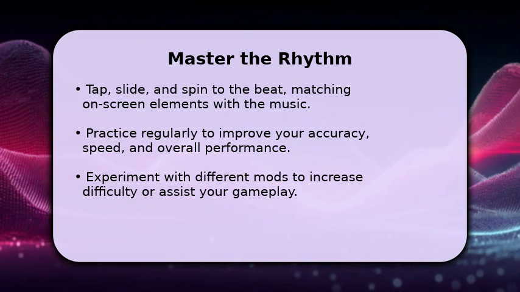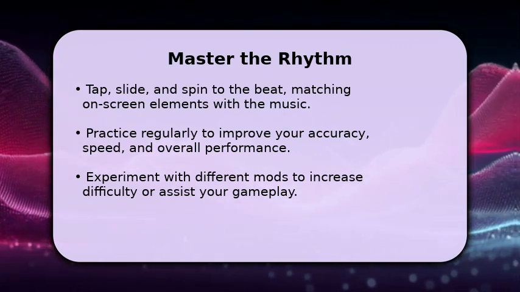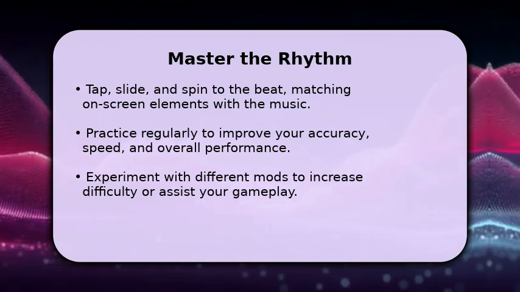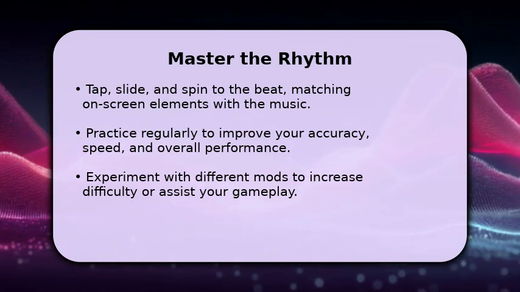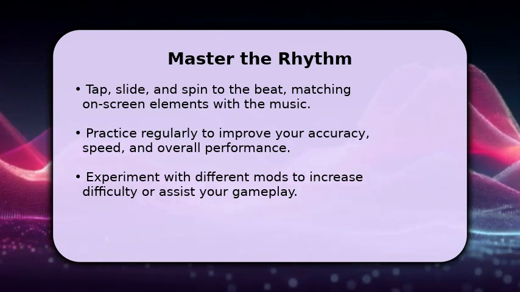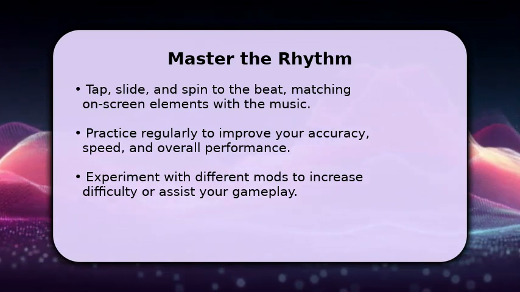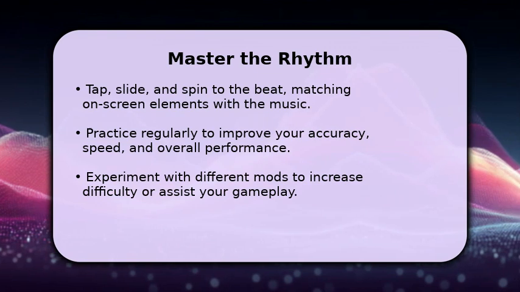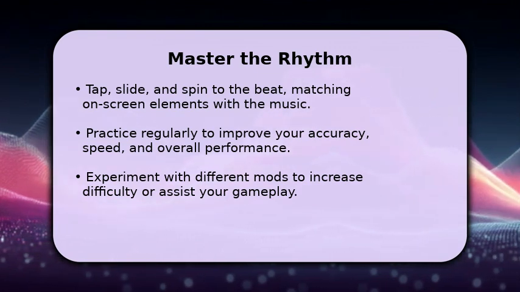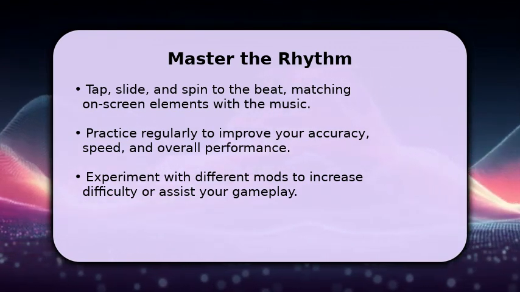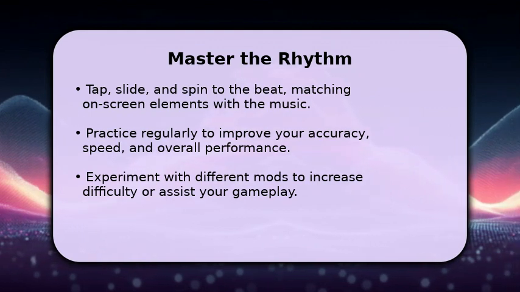The core gameplay involves tapping circles, sliding along paths, and spinning spinners in time with the music. Consistent practice is key to improving your accuracy, speed, and overall score. Don't hesitate to experiment with various game modifications, or mods, which can either increase the challenge for higher scores or provide assistance to help you learn new songs.